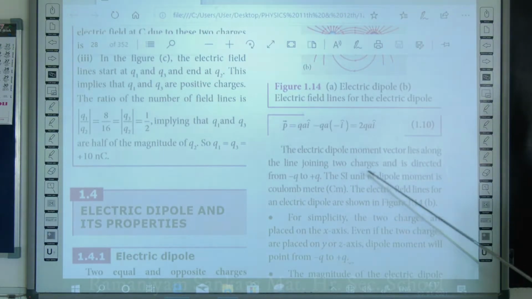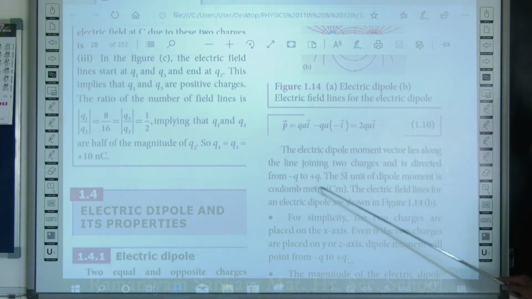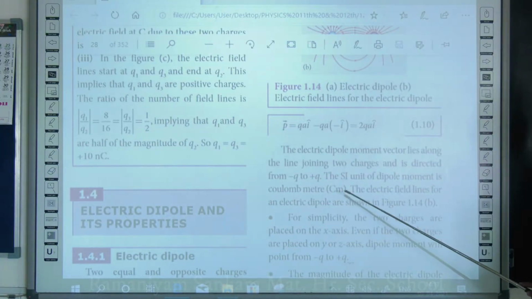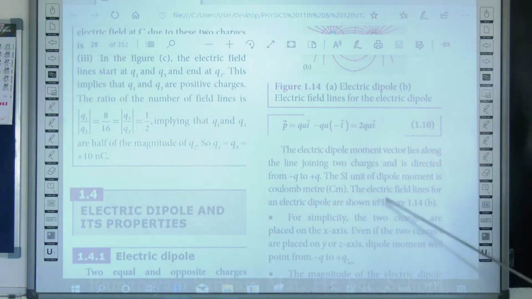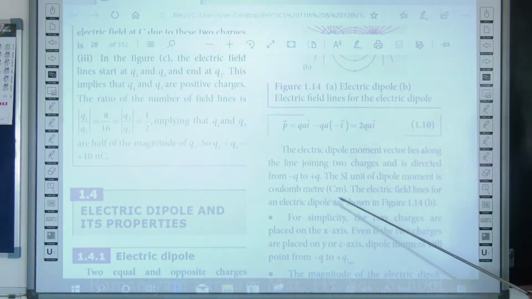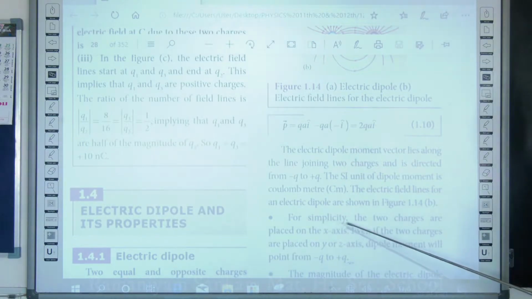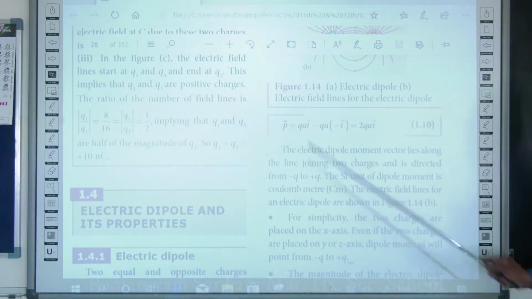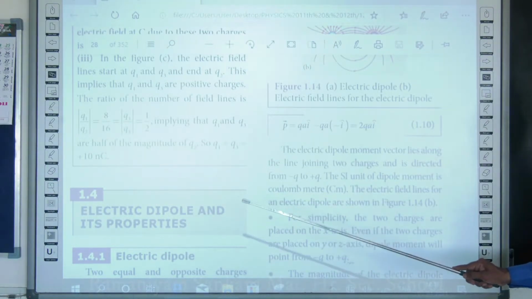So the SI unit of dipole moment is coulomb meter. It is not centimeter, capital C, small m. The electric field lines for an electric dipole are shown in the diagram. For simplicity, to make you understand, they take the graphical representation. The two charges are placed on the x-axis. One is plus q on the plus x axis, minus q on the minus x axis.